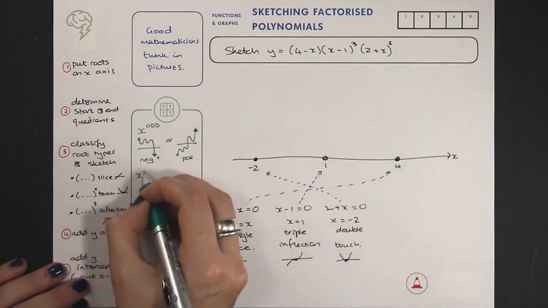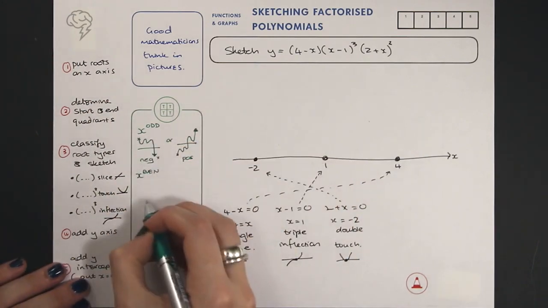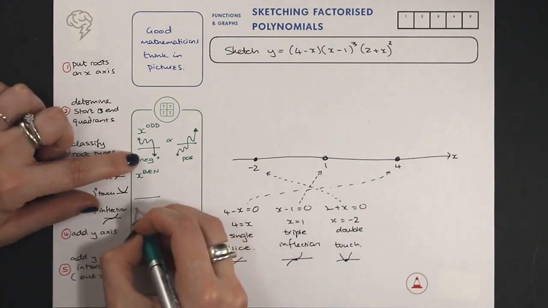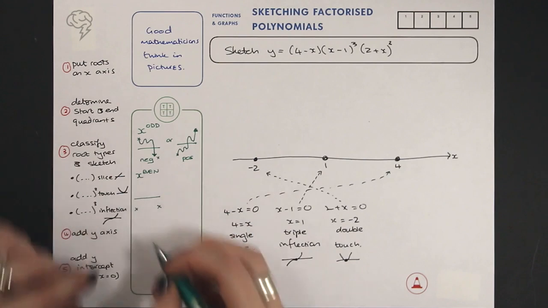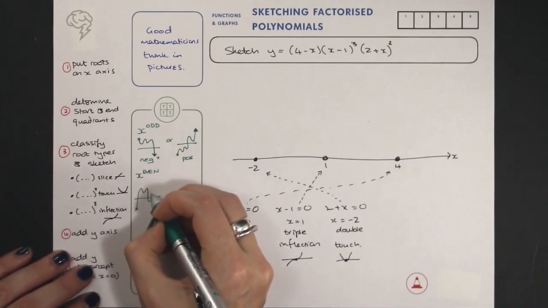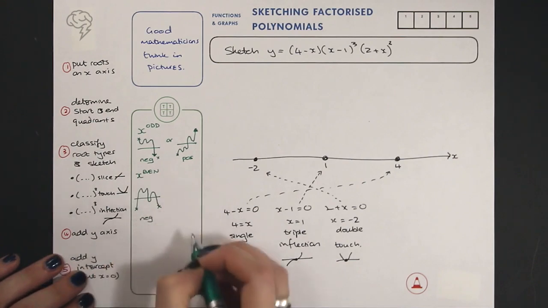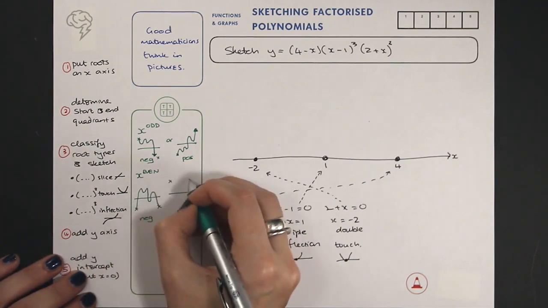If you have an even power as your biggest power, then you've got either a negative situation, which starts down here and finishes down here. That might do anything in the middle, depends on the power, and that's what a negative one would look like. And a positive one would start at the top and end at the top.